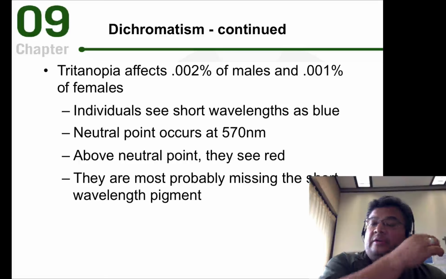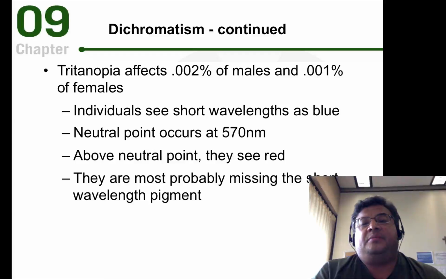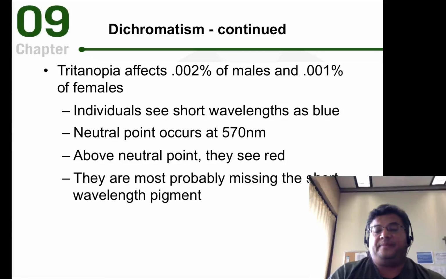Tritanopia affects a very low number of males and females. Once again, individuals see the short wavelengths of blue. It affects a bit less of the electromagnetic spectrum, I should say, because the neutral point hits at 570 nanometers. Anything above that point, any wavelength greater than 570 nanometers, they perceive as red. So they see the world in shades of blue and shades of red. Probably because they're missing the pigment that codes for the short wavelength. So they don't see the greens and the different shades of green and mixtures of green and blue.